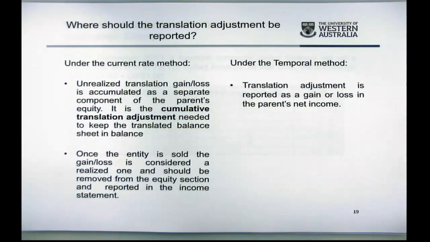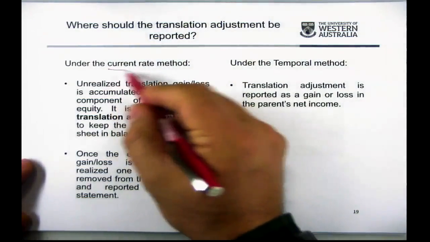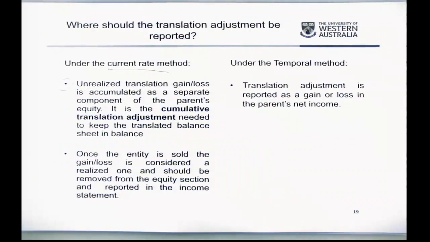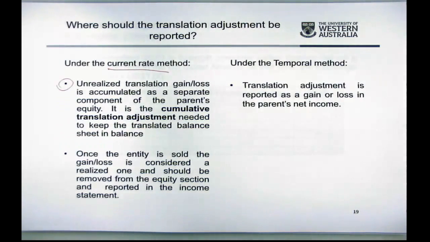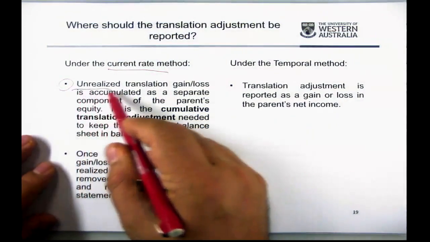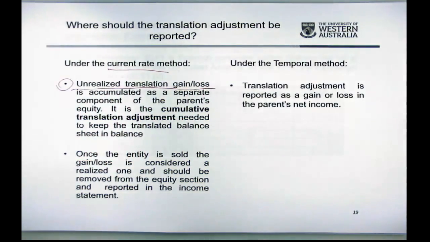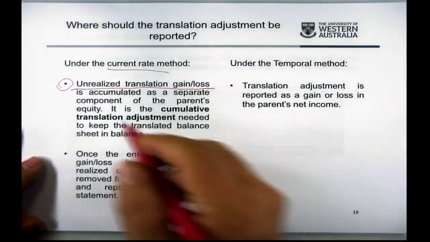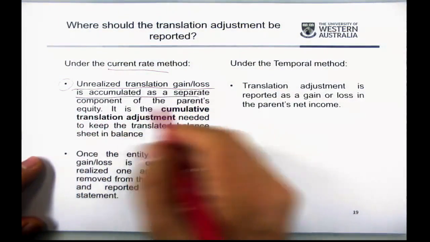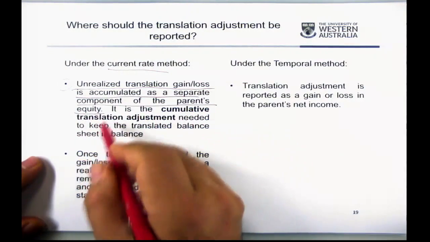So where should the translation adjustment be reported? Well, under the current rate method, any translation gain or loss, the translation adjustment, could be positive, could be negative. And in this case, it is just an unrealized translation gain or loss. Unrealized means that it is a gain or loss on paper. We haven't converted the gain or loss into cash. Okay? So, if this is the case, it should be accumulated as a separate component of the parent firm's equity.